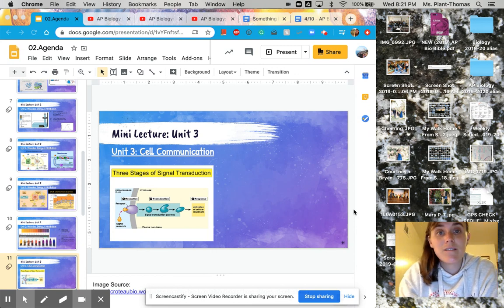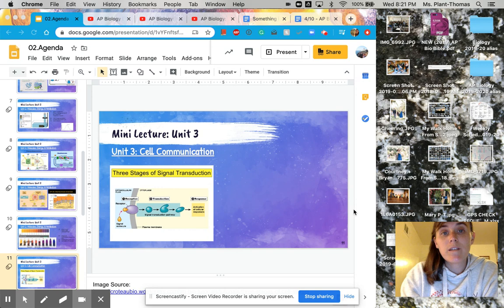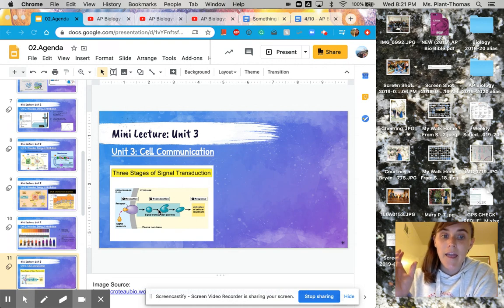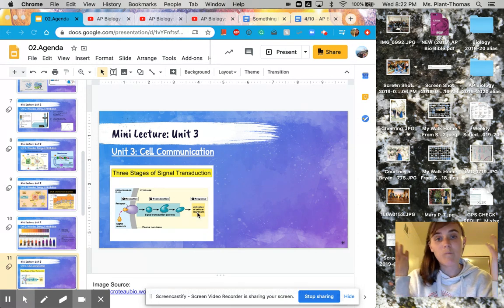So this was on cell communication. And we started this unit by talking about signal transduction. If you remember, there are three steps. First, we start with reception. This is when the signal is received by a cell. Then transduction. This is how that signal is amplified or passed through the cell to get to eventually some sort of response.